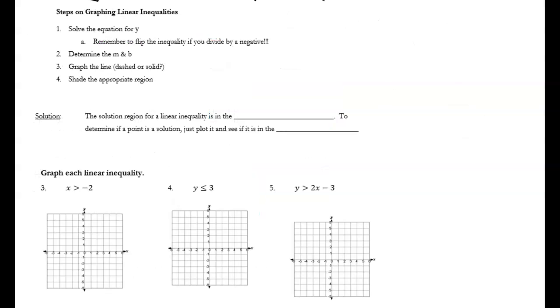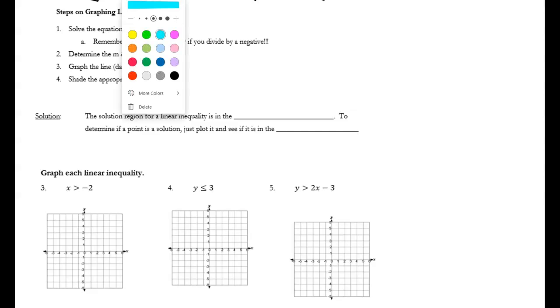Okay, so here are our directions on solving, which we just did some. We didn't actually have to solve, everything was solved, but for solving, remember you always solve for y, and don't forget to flip when you divide by a negative. That's the main place people are going to make a mistake. So we determine the m and b, we graph the line, figuring out if it's dashed or solid, and then we shade. So I'm going to come back to this solution question in a minute.